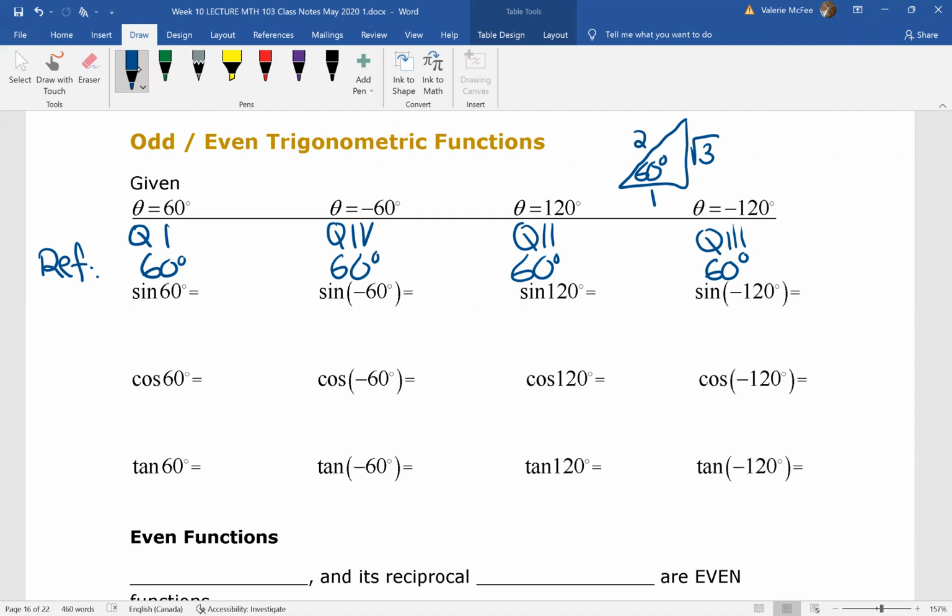Fill in the values for sine, cosine, and tangent, and each of these values of theta.